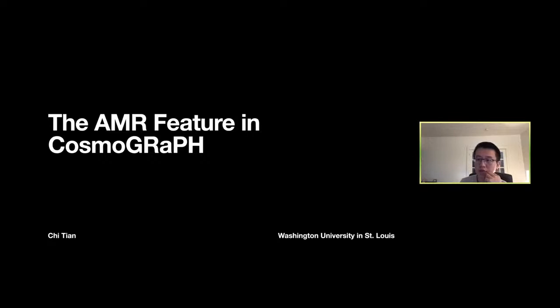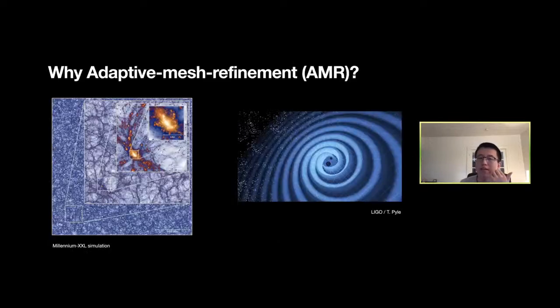So first question, what is adaptive mesh refinement, or AMR, and why do we need it? Adaptive mesh refinement is a numerical technique that allows you to adjust your resolution dynamically during your time evolution, during your simulation. This can be very useful because, for example, in your cosmological simulation, like a simulation of large-scale structure, you naturally have over-dense regions and under-dense regions.